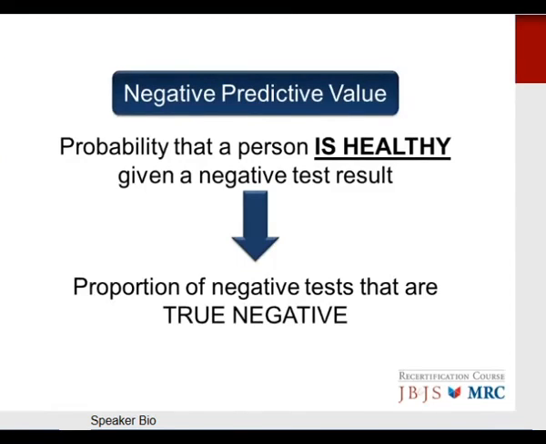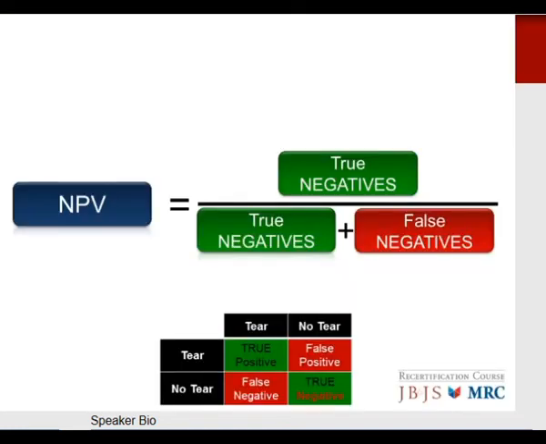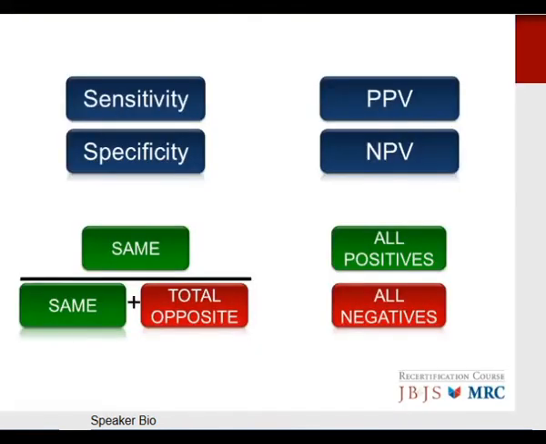Same deal with negative predictive values. The probability that a person is healthy given a negative test result, or the proportion of tests that are truly negative. And so it's the true negatives over true negatives and false negatives. And so in summary, sensitivity and specificity are same, and total opposite, whereas positive predictive value and negative predictive value are all positives and all negatives. And how they would ask you that on the examination is by giving you the mathematical formula in raw math format, not the actual final answer.